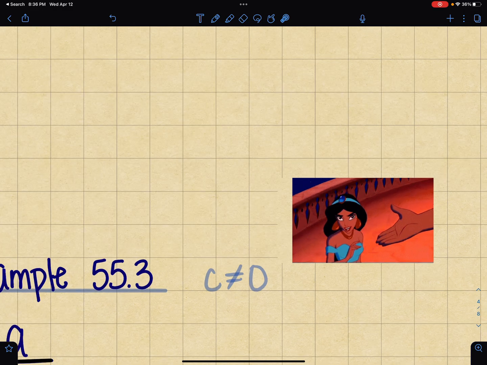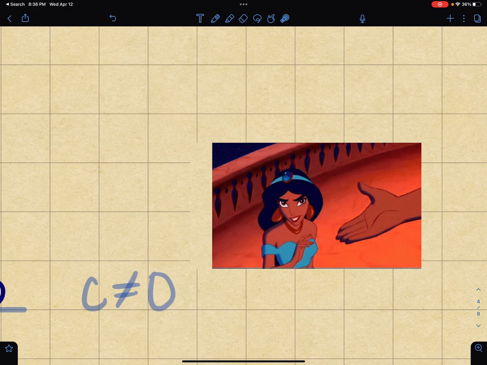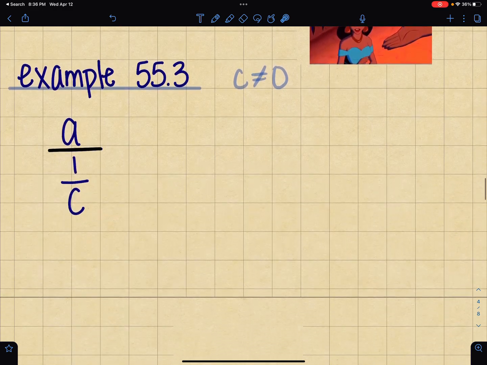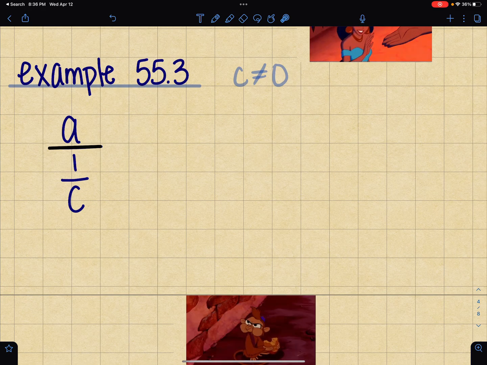That was satisfying. Are you starting to feel brave now? You think you can do one? Let's do one. Let's do example 55.3. You can pause it. Try and do it ahead of me. See if you get the same answer as me. It's a challenge. Challenge accepted.